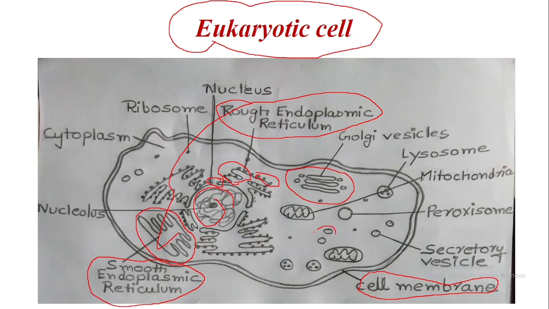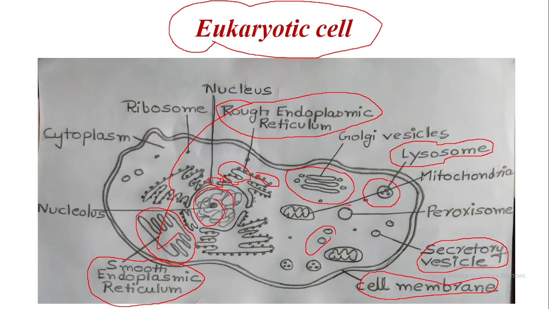These are small secretory vesicles. They carry cargo material from one part of the cell to another part of the cell. For example, from Golgi body to the plasma membrane. This is the structure of a lysosome. Lysosomes are known as suicidal bag of a cell because they contain various hydrolytic enzymes.